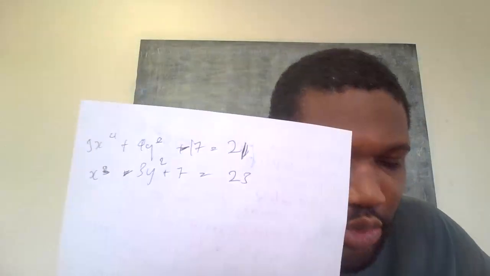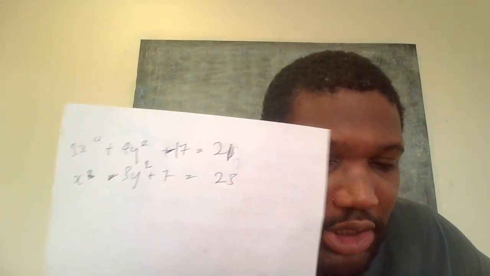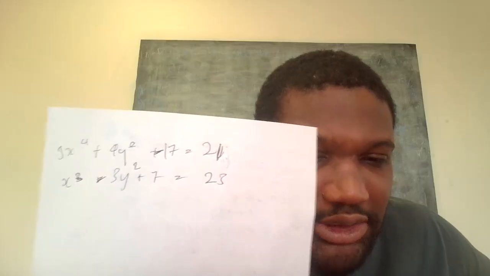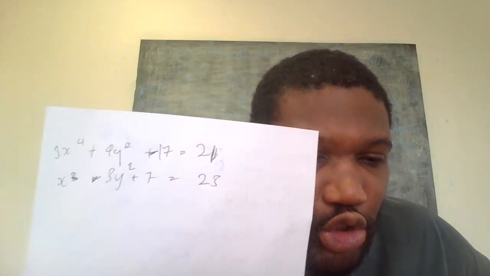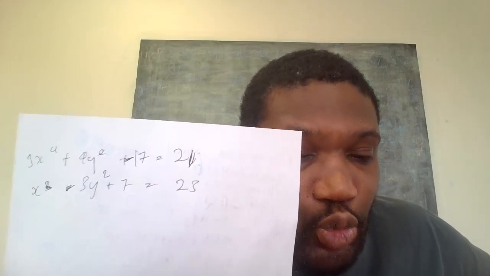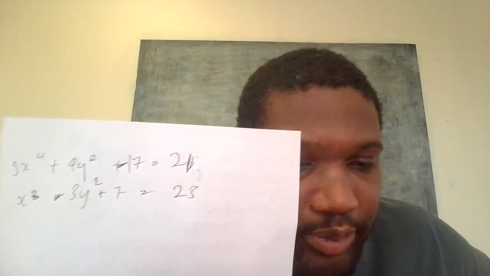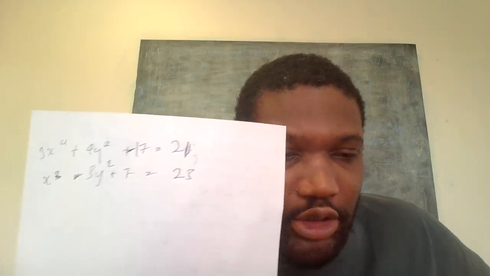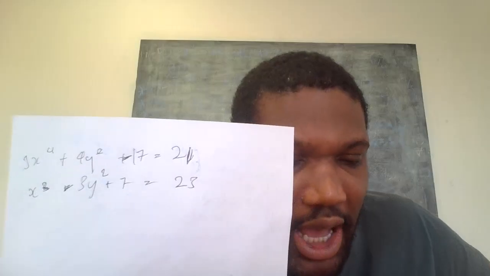So you're gonna have 3x squared. So the problem is you're gonna have 3x to the power of 4 plus 4y to the power of 2 plus 17 equals 21. x cubed plus 3y squared. See that this is squared, these two polynomial terms squared, 4x plus 7 equals 23. So you can understand that this is a growth factor, and growth factor is a form.